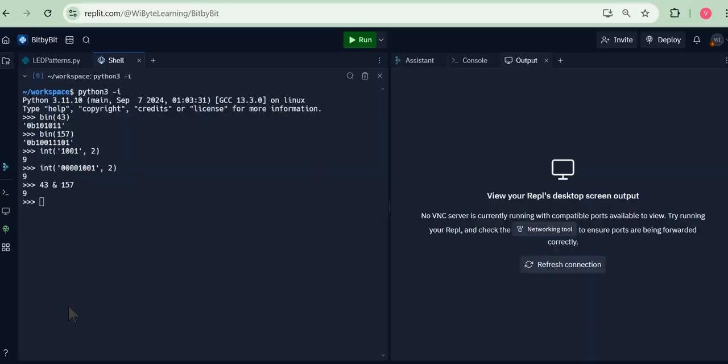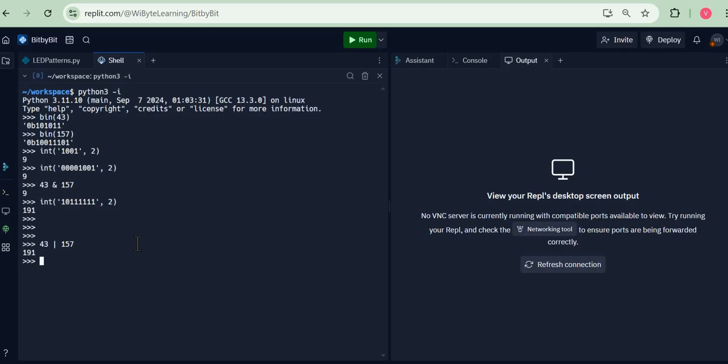In fact, we can see this. I get int of 10111111, and base is base 2 because of binary, that is 191. That is why when I did 43 pipe 157, that gives me 191, because it has done a bitwise OR between these two numbers.